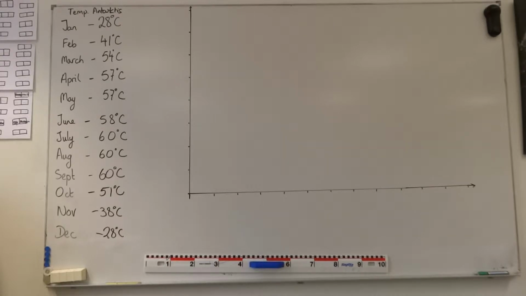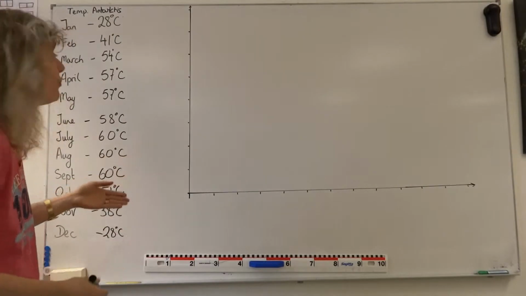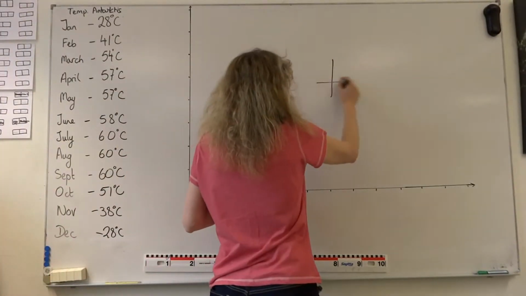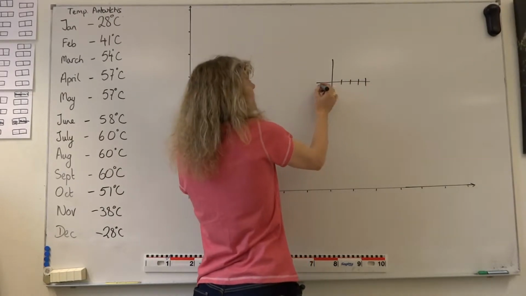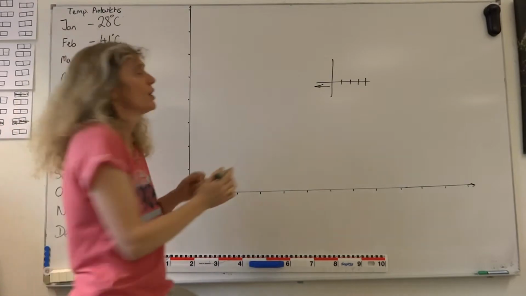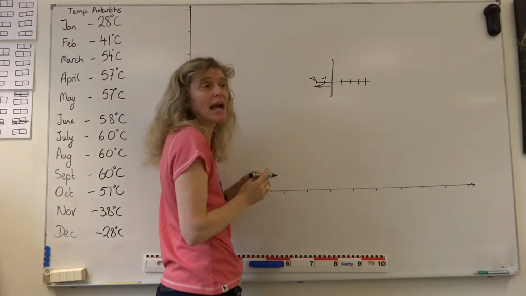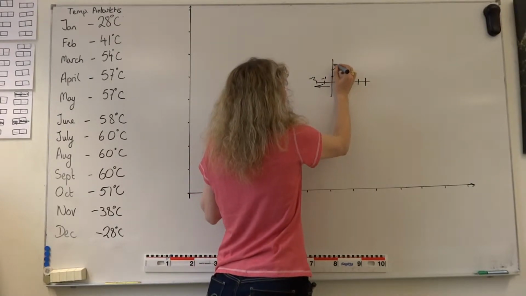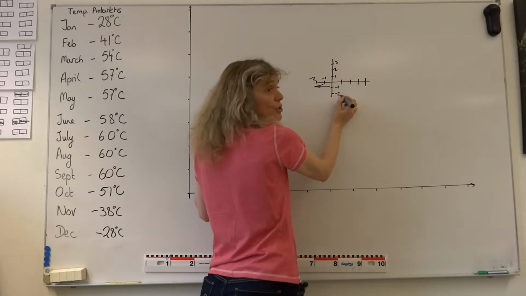The temperatures are negative. So when we are plotting on a graph with negative numbers, if we are plotting on a graph like this one, it goes +1, +2, +3, +4. Negative numbers go this direction. So here we would have -1, -2 on the x-axis. On the y-axis, here's +1, +2, +3, but minus numbers go -1, -2.